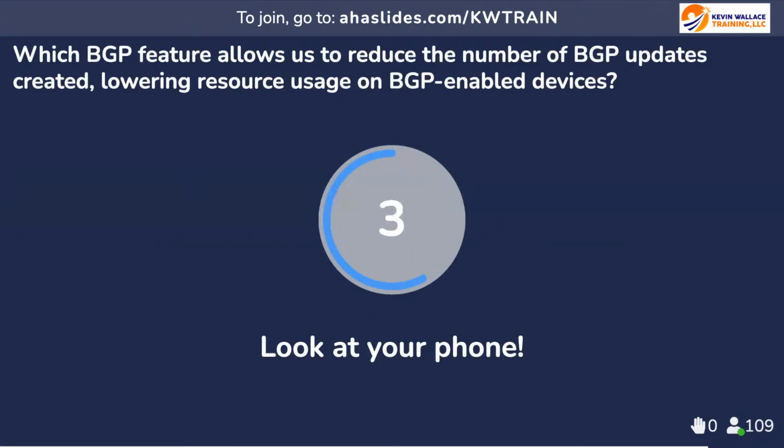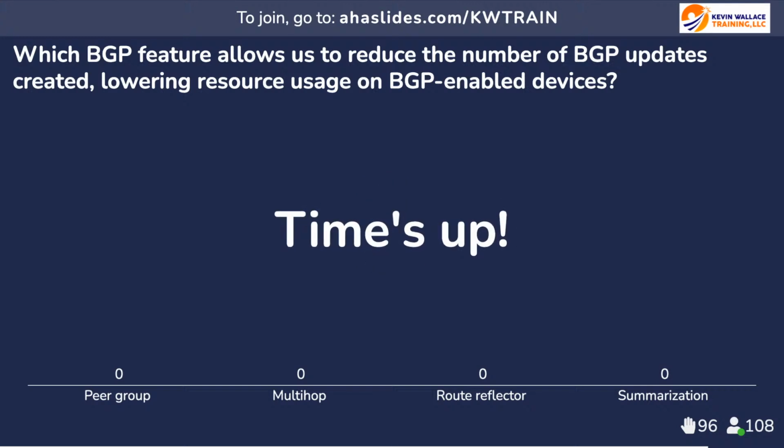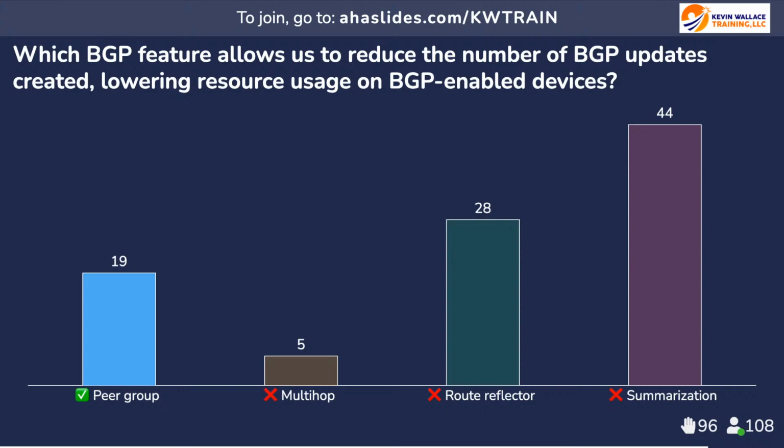Which BGP feature allows us to reduce the number of BGP updates created, lowering resource usage on BGP-enabled devices? Peer group, multi-hop, route reflector, or summarization? And our time is up. The correct answer is peer group.